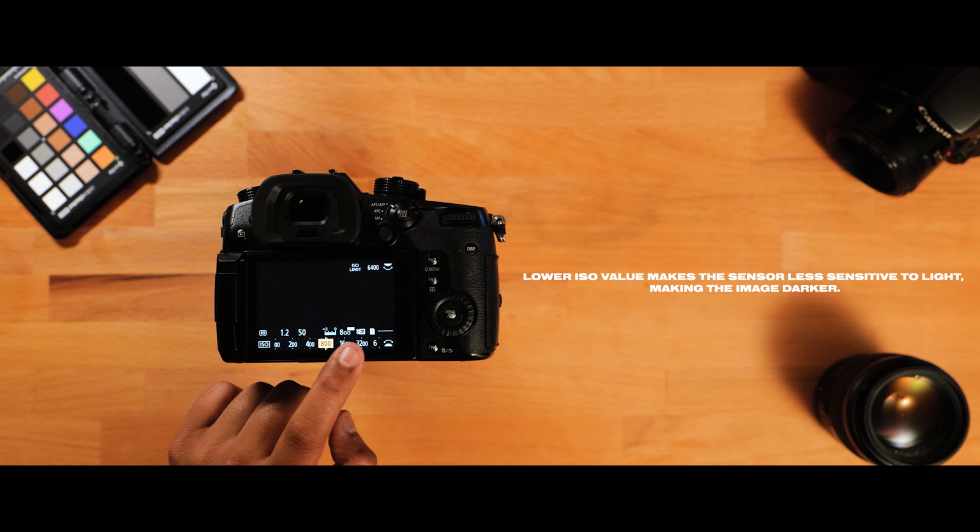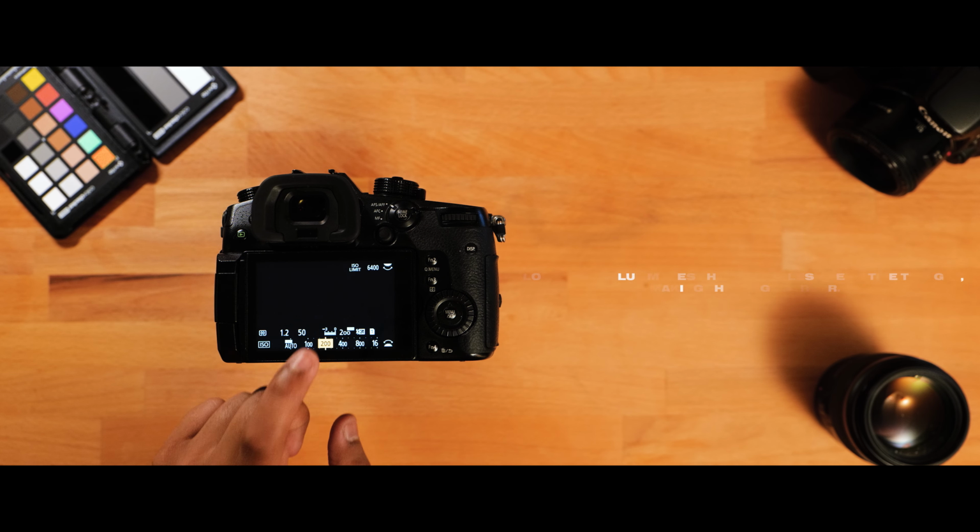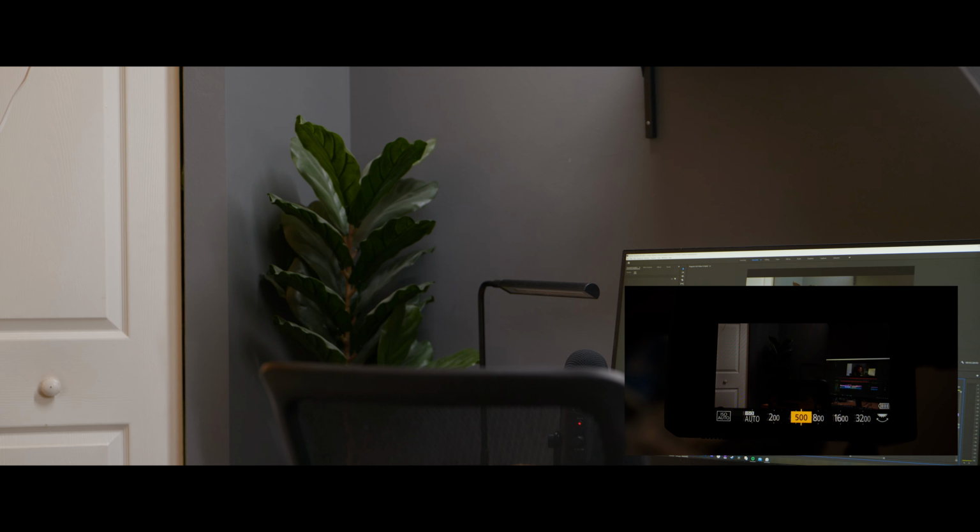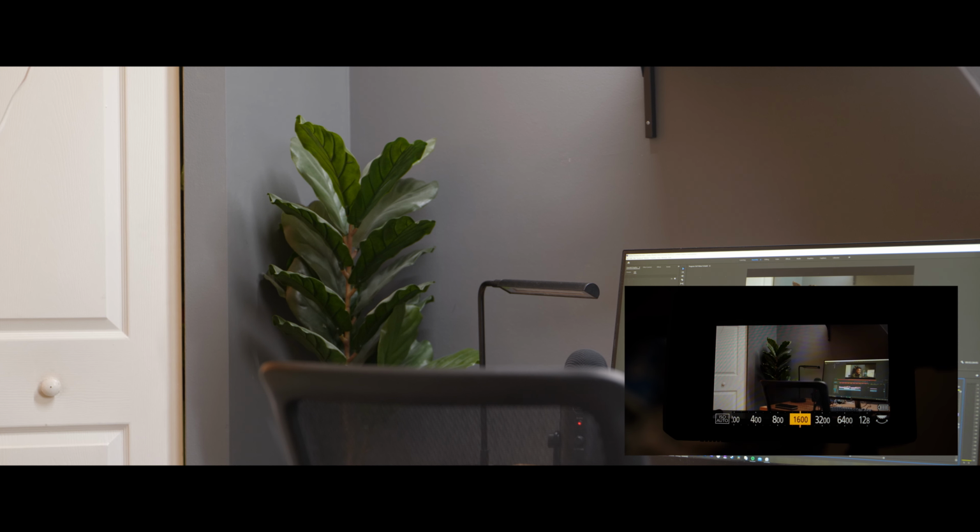Lower ISO values make the sensor less sensitive to light, making the image darker. A higher ISO value makes the sensor more sensitive to light, making the image brighter, and determines the exposure of the shot. Here's an example of me bumping up the ISO to make the image brighter. As you can see, as the ISO gets larger, the image begins to get brighter. Increasing ISO may help brighten up your shot, but there's always a catch. If your ISO is too high, your camera sensor will become too sensitive and will create noise and grain.